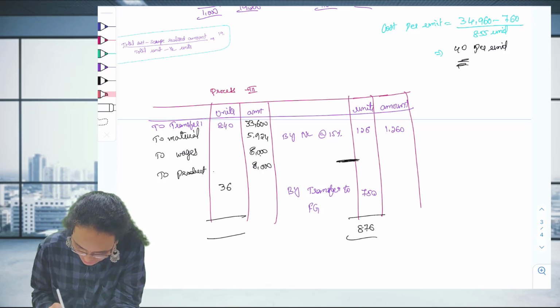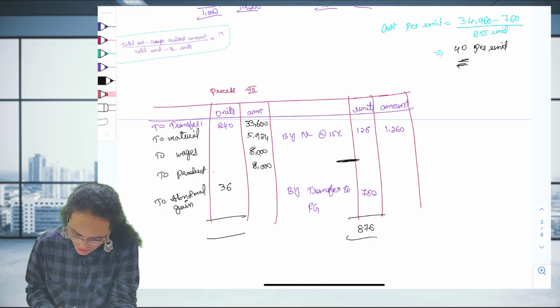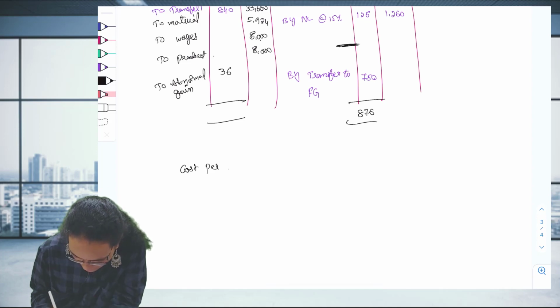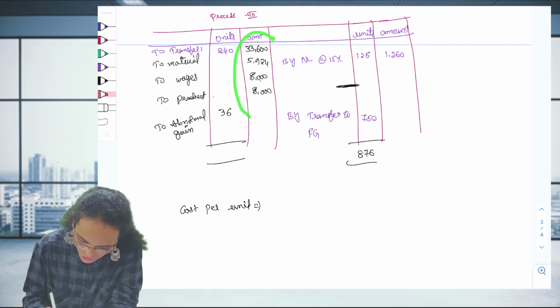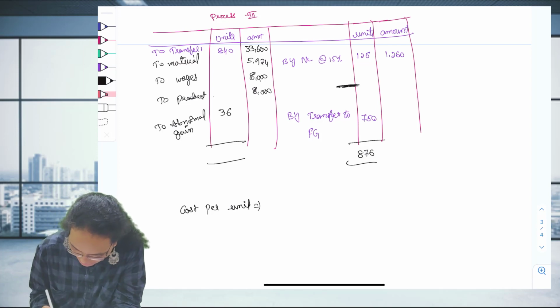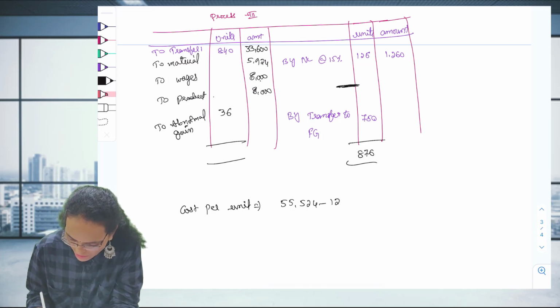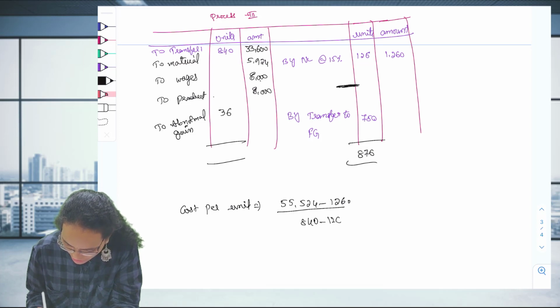So here, to abnormal gain, 36. What is the cost again? The cost we don't know, we need to check. Cost per unit: 33,600 plus 5,924 plus 8,000 plus 8,000, that is 55,524, minus 1,260, divided by 840 units minus 126 units.